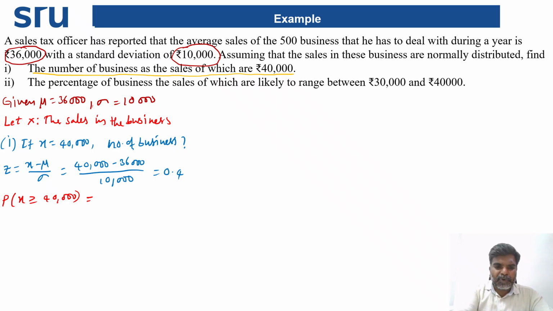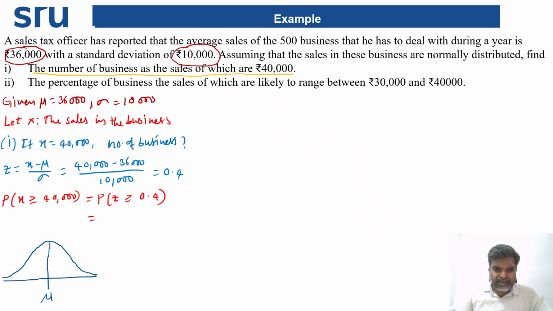Now, probability of X greater than or equal to 40,000. How can we calculate this? By using the standard Z variable. So its equivalent expression is probability of Z greater than or equal to 0.4. Already you know how to find probability by using the Z table. To use the Z table, first we have to draw the normal curve. See, in this normal curve, first I have to mark the Z value. Already you know if Z is positive, always we have to mark on the right side. So 0.4 I have to mark on the right side.